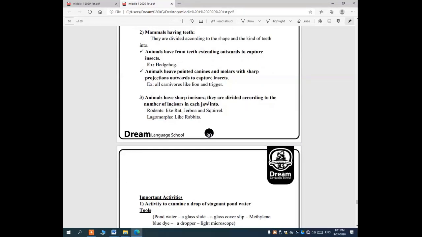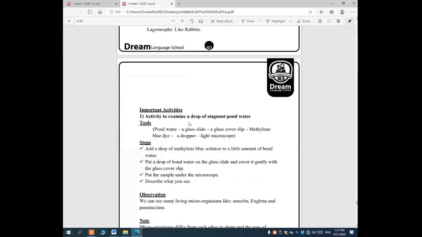Or we have animals having sharp incisors. They are divided according to the number of incisors in each jaw. We have rodents like rat, jerboa, and squirrel. They have one pair of incisors in each jaw, in the upper jaw and lower jaw. Or we have the lagomorphs. Lagomorphs are animals that have two pairs of incisors in the upper jaw and one pair of incisors in the lower jaw, like rabbits.